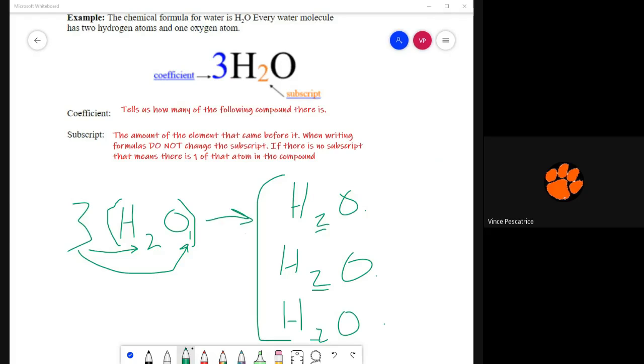Does anyone have any questions on this before we move on? Does anyone need more time to write down the coefficient and subscript? I'll give you guys a moment. Oh no, yeah, just what I typed, not what I drew in green.